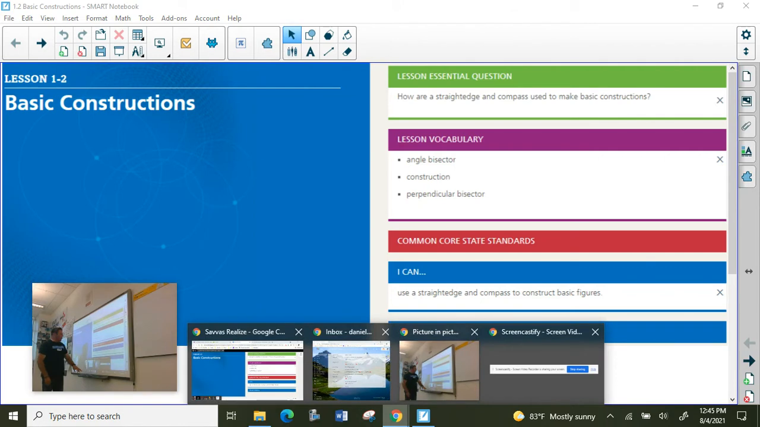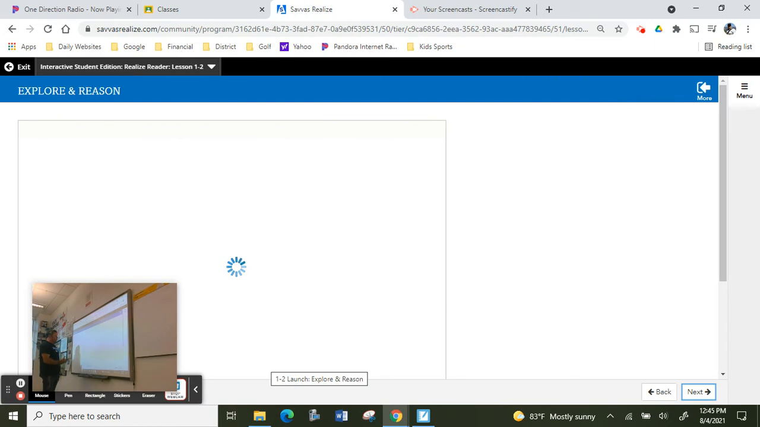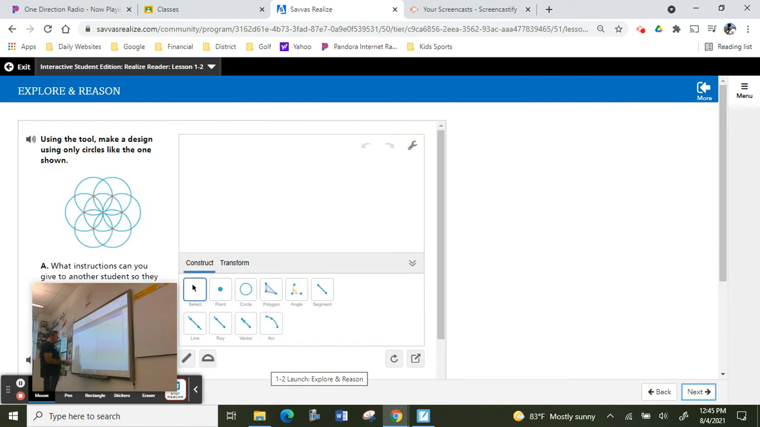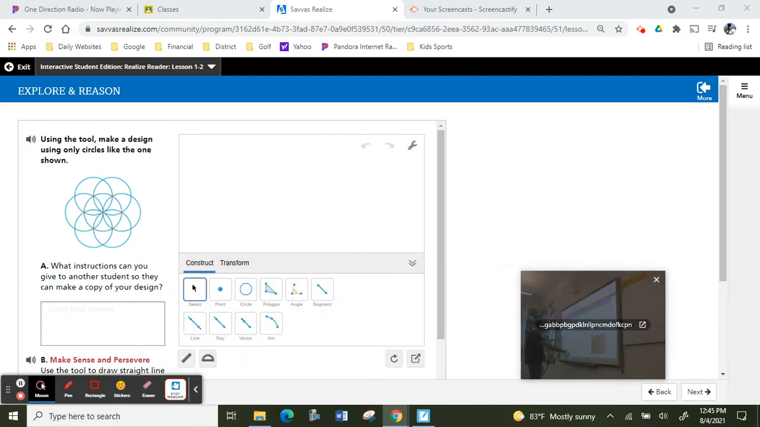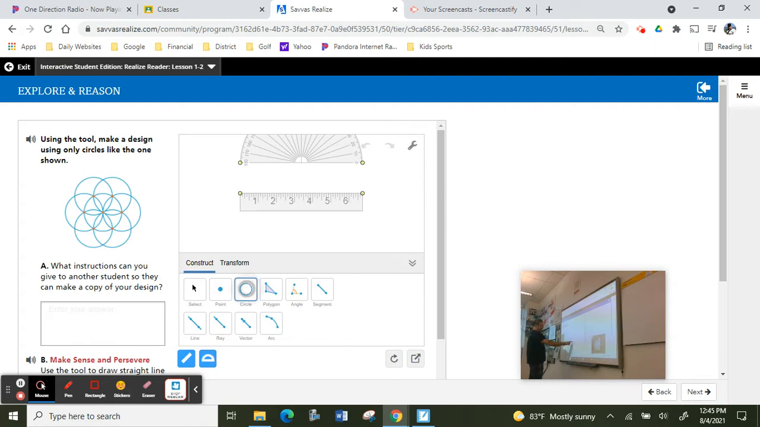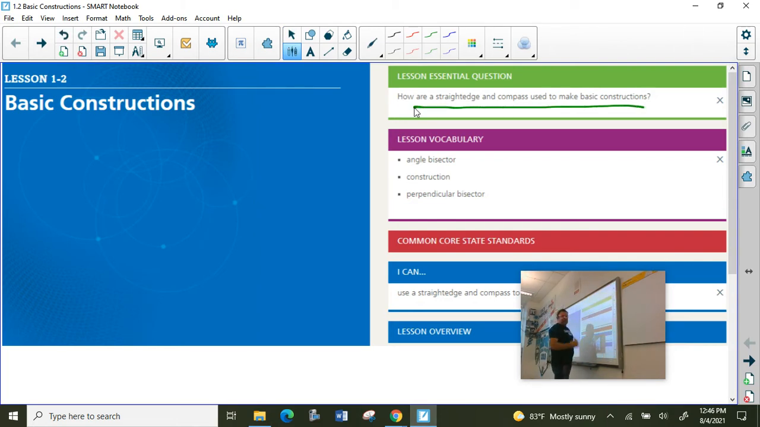Now, online, like if we were to use Savvas, they're going to have all these tools that you can use. Like if you're using the online textbook, they have these tools, like the protractors and making circles. But I can tell you, even being an experienced math teacher, they're a little difficult to deal with. So I would recommend using your book and a compass, like we do in class. So we're going to learn, how do we use a straightedge and a compass to make basic constructions?